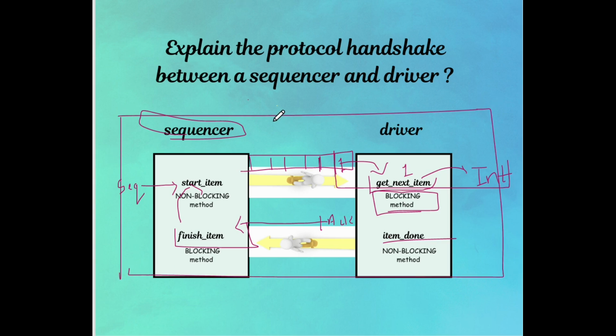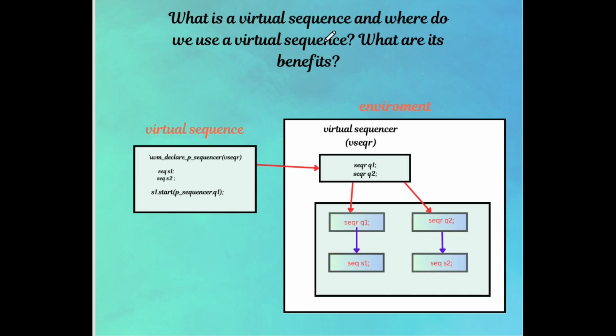Now in an interview, what is the perfect statement to say when this question is asked? You can say that the sequencer and driver use four methods for handshake: start item, get next item, item done, and finish item. In that, start item and item done are non-blocking methods, and get next item and finish item are blocking methods. They use a FIFO between the two components for sending and getting the transaction. Now let's move to the next question.